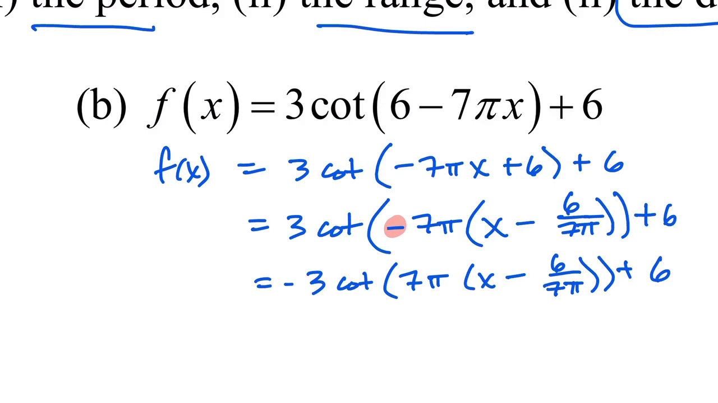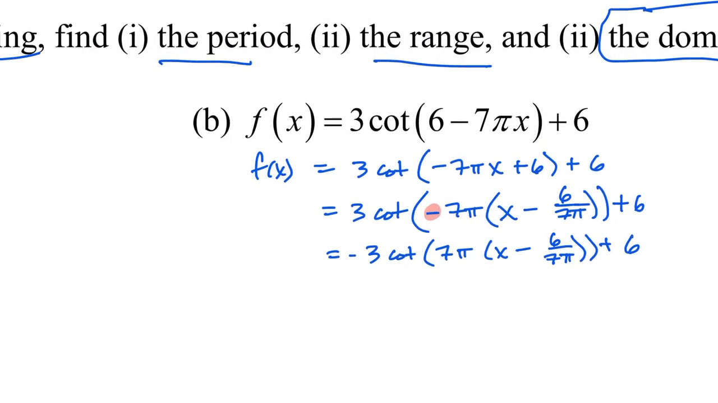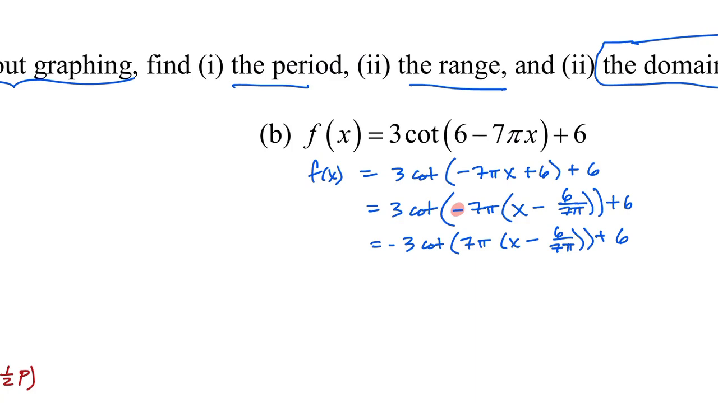So we got an ugly right shift again, 6 over 7 pi. No big deal. All right, I'm going to come over here. Let's find the period. It's still pi over b. And for us, it's still pi over 7 pi, which, same as the previous problem, is 1/7. I'm not copying from the previous problem. I'm actually redoing the work and comparing it to make sure it's the same. Okay, so the period is still 1/7. The range is still all real numbers. That's easy.